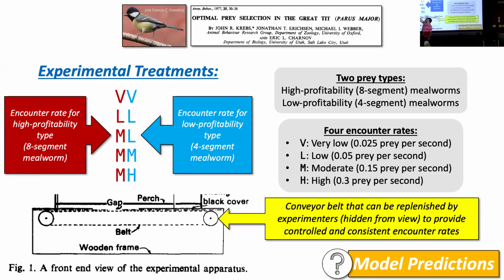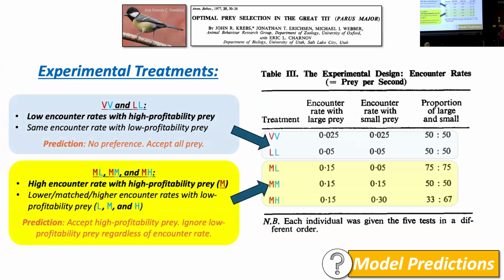Same idea here. An 8-segment mealworm has a lot of calories in it. A 4-segment mealworm has fewer calories in it. They did a test in a pilot study to show that the handling time was roughly the same for both of these mealworms. So handling time's the same, calories out is different. That's what makes this high profitability and this low profitability. So you've got two different types, high and low profitability, that can be encountered at two different rates. And this sets up testing the prey choice model. Okay, so let's see how they do that.